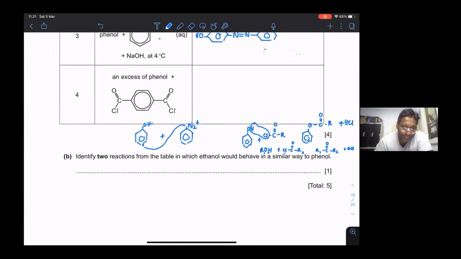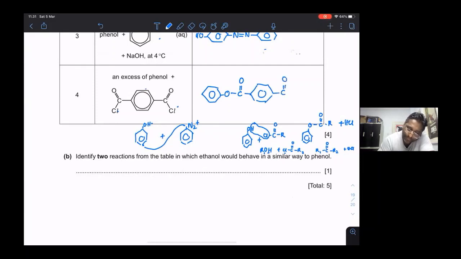So in this case, if you have excess phenol, then left and right, this Cl and Cl will react. If I draw this one like this, O, H and Cl will be gone, so they will join with C double bond O. Then the Cl will be gone, so join with another phenol. This is what you are going to get.